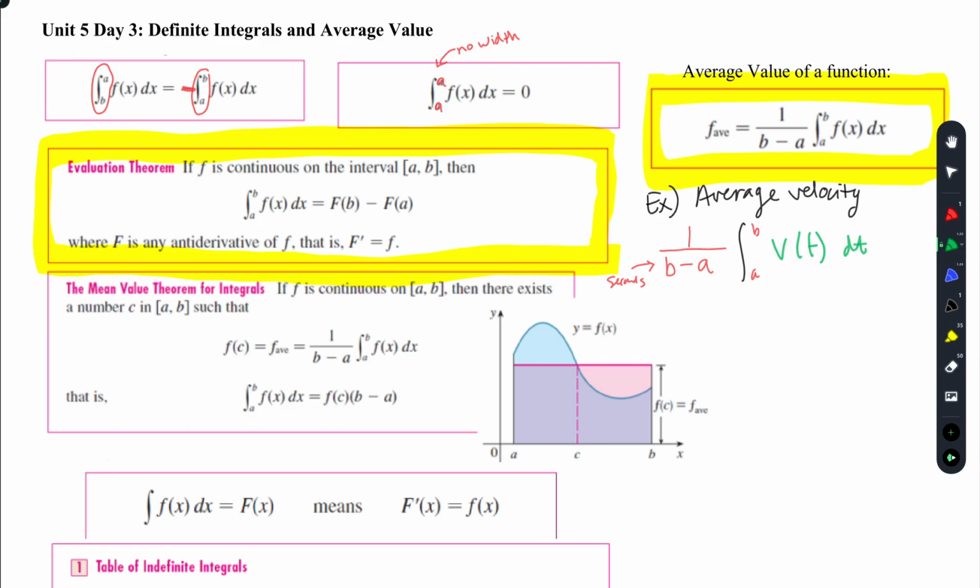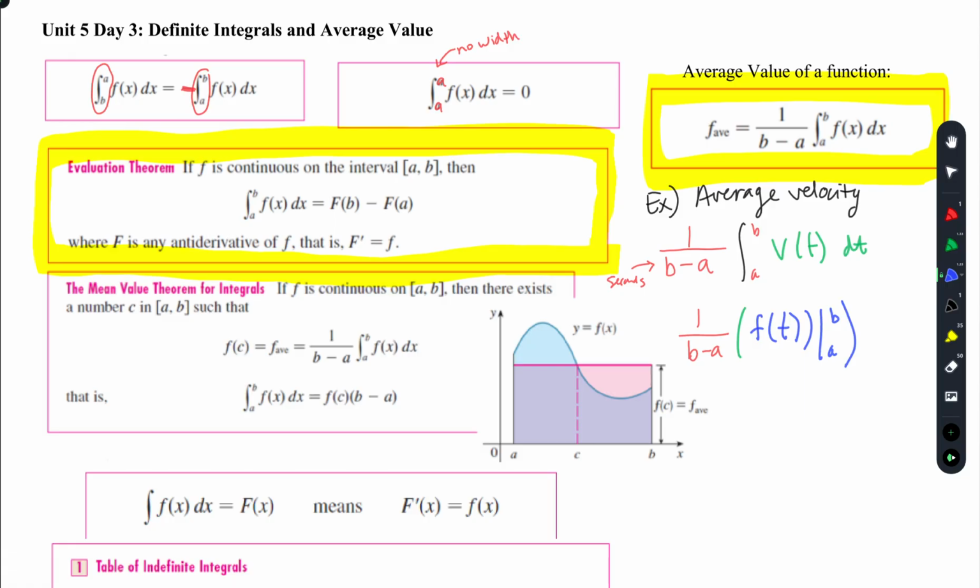Okay. Now, if I did the antiderivative, I obviously don't have the formula, right? So this would be 1 over B minus A. And if I did the antiderivative of velocity, wouldn't that be position, right? So antiderivative of velocity would be position. Do you want to just do F? I'll call it F. And you would do the antiderivative, so you get F of t, from A to B, right?